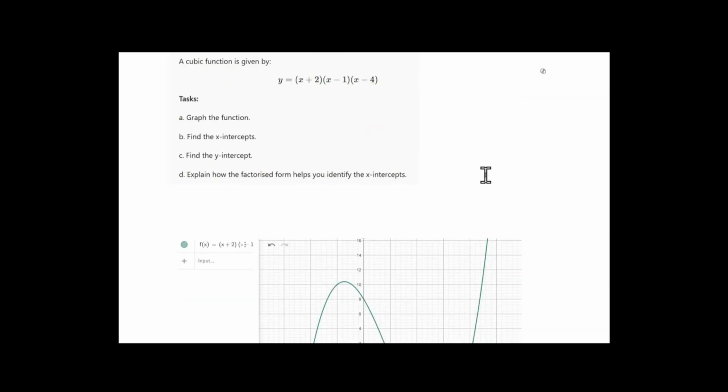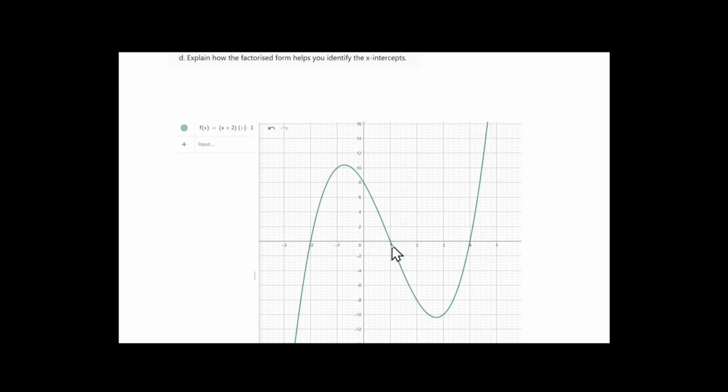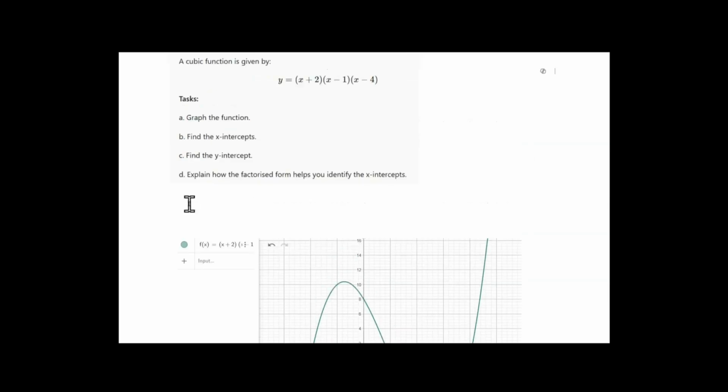Well, the x-intercepts are going to be really easy. It's going to be -2, +1, and +4. Find the y-intercept. Well, it's going to be all of those multiplied together. 2 times -1 times -4 is +8, and that's what it is there.